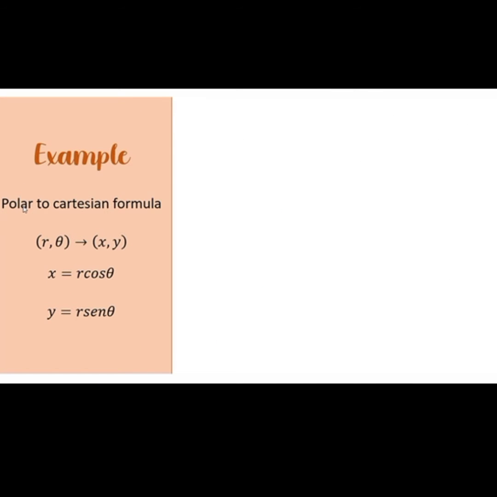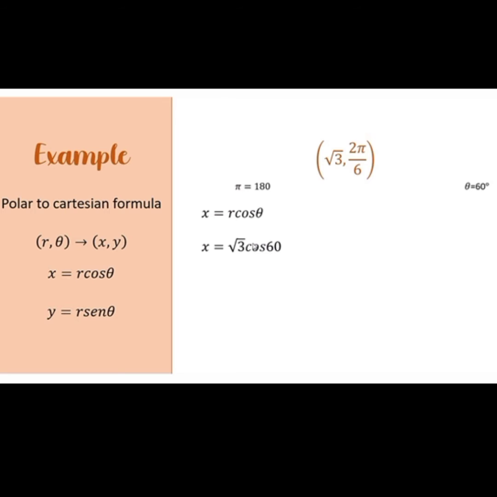Polar to Cartesian formula. r and theta is equivalent to x and y. To obtain x, the formula is r cosine theta. To obtain y, the formula is r sine theta. Let's start to explain. Look: square root 3 and 2 pi divided by 6. Pi is equal to 180. Theta is equal to 60.